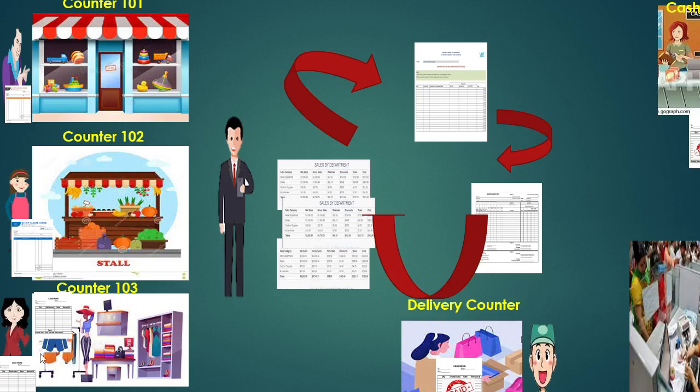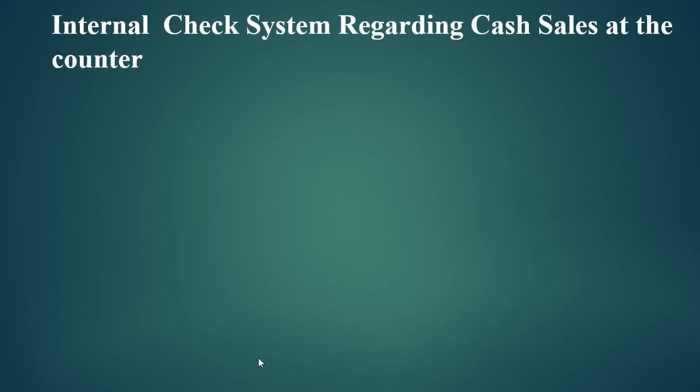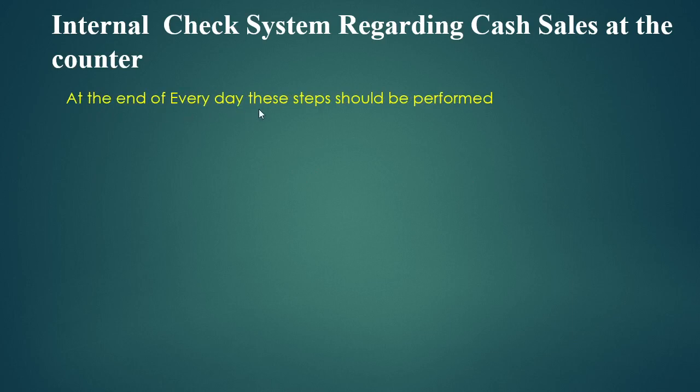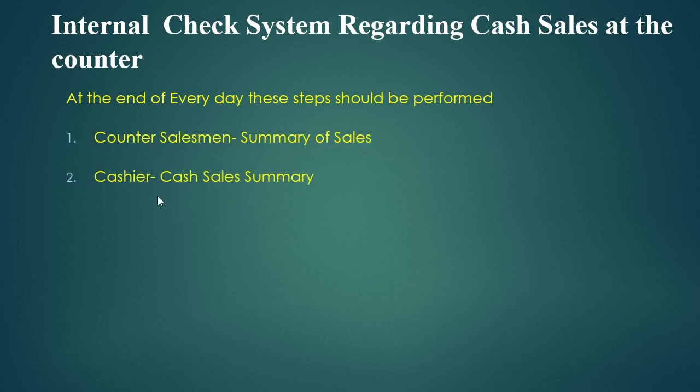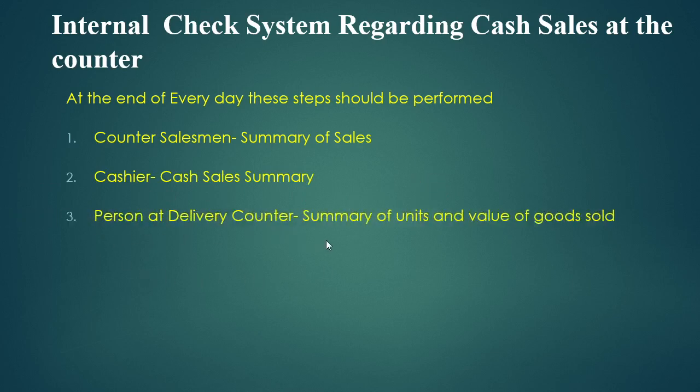So I hope you remember, and let me summarize this daily report. At the end of every day these steps should be performed. I hope you are able to recall the things. The counter salesman should prepare a summary of sales based on the cash memos with them, and the cashier should prepare a cash sales summary again based on the cash memos with them, and the person at the delivery counter should prepare a summary of units and value of goods sold again based on the cash memo receipts with them.